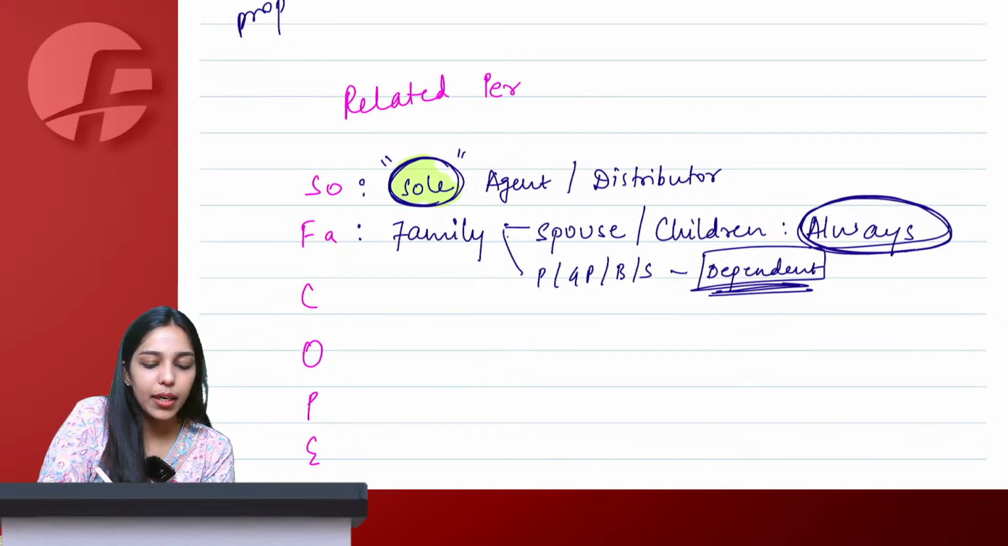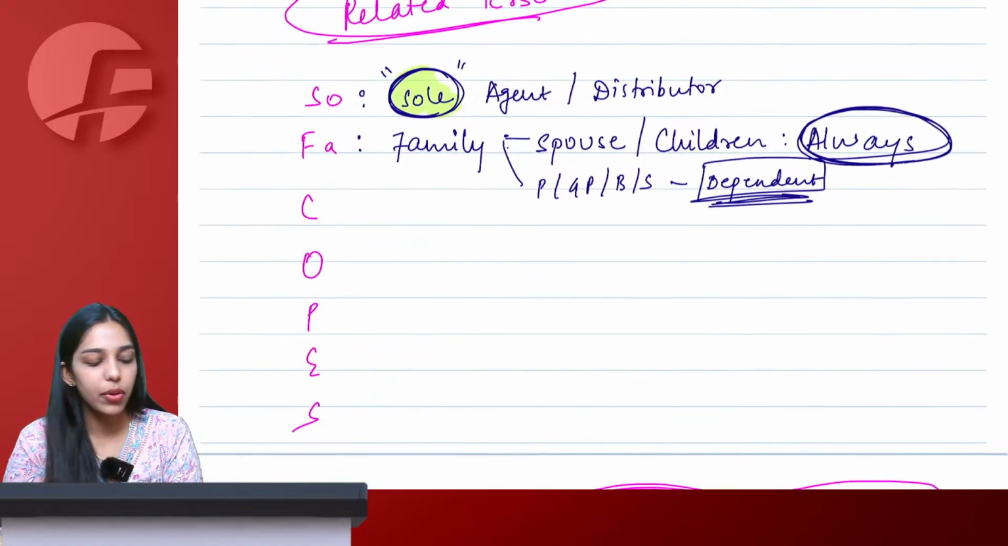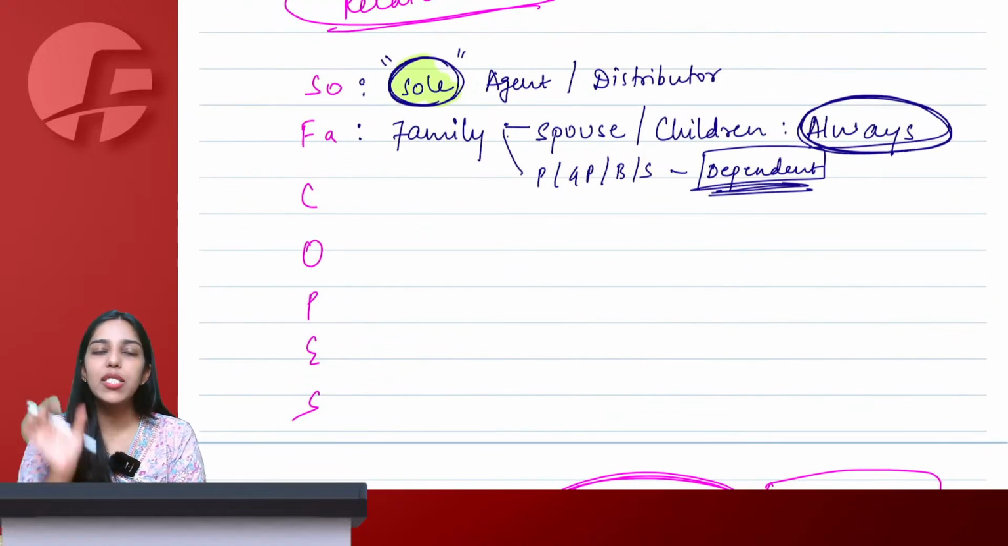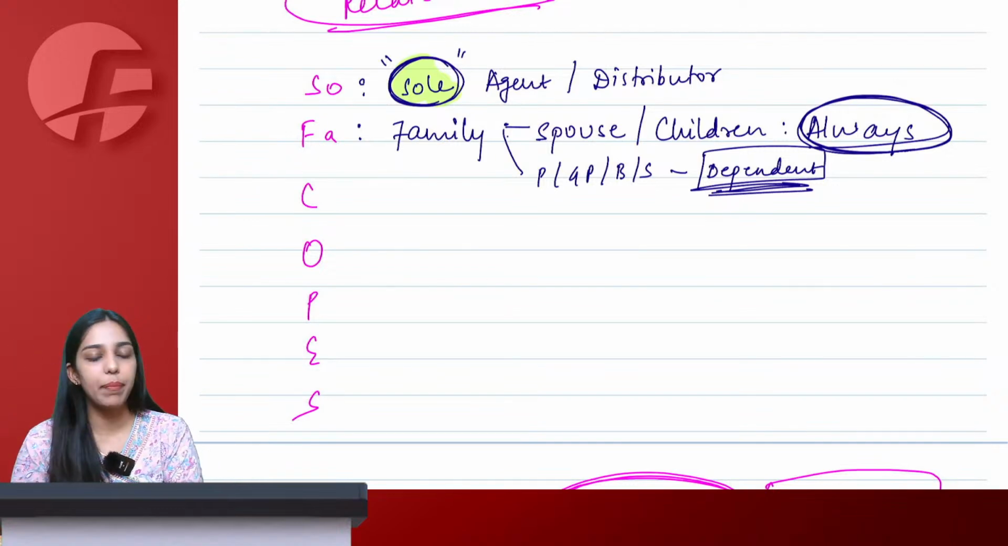Coming back to the definition of related person. So means sole agent, sole distributor. Fa means family. Family is very simple. Spouse and children are always related. Parents, grandparents, brother, sister are related only if they are dependent.